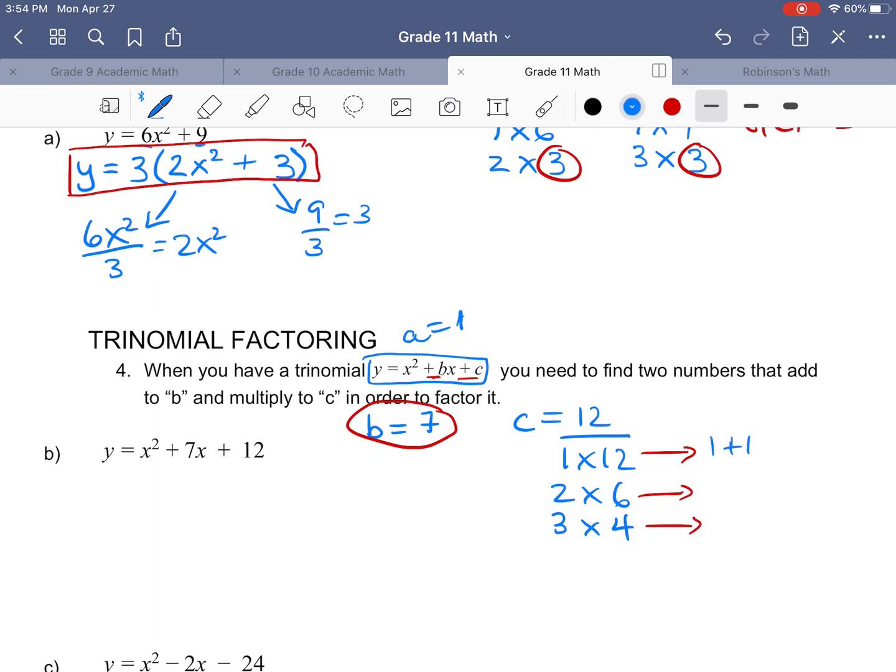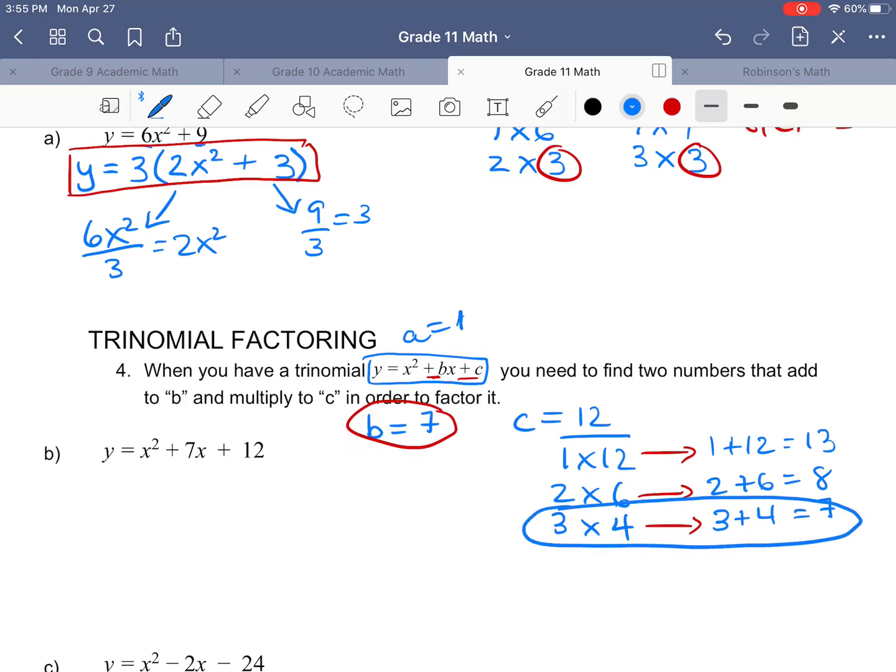So 1 plus 12, that gives us 13, so that's not 7. 2 plus 6, that gives us 8, also not 7. 3 plus 4, okay, this one gives us 7. So 3 and 4 are the numbers that we are looking for. Oops, I went right on top of the 7 there. Let's do it in red.